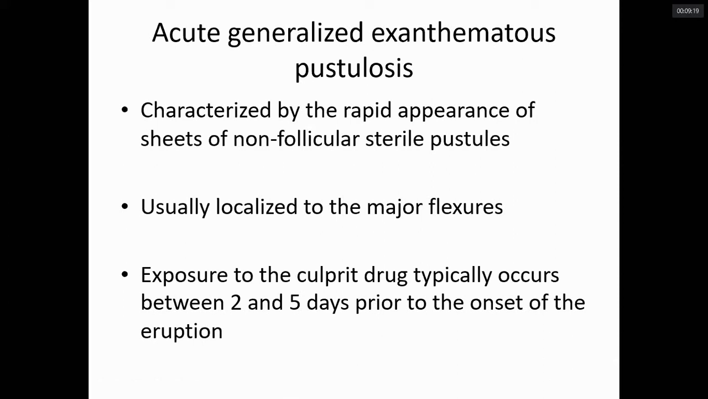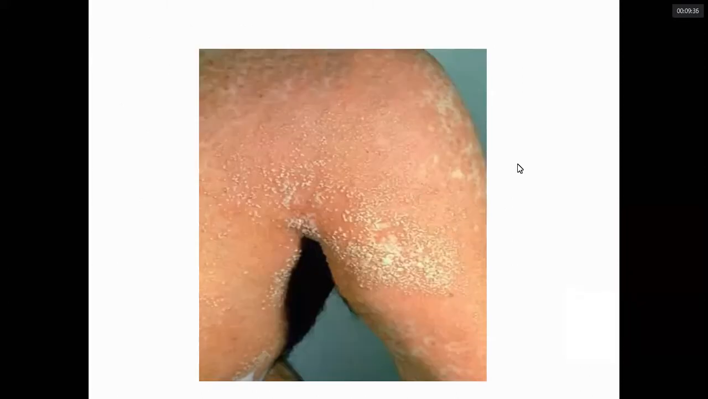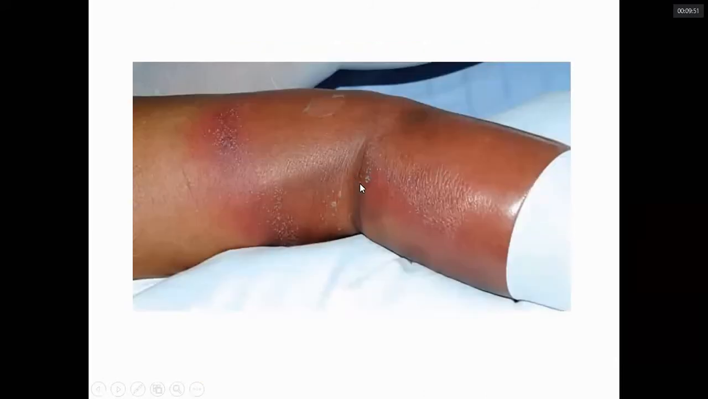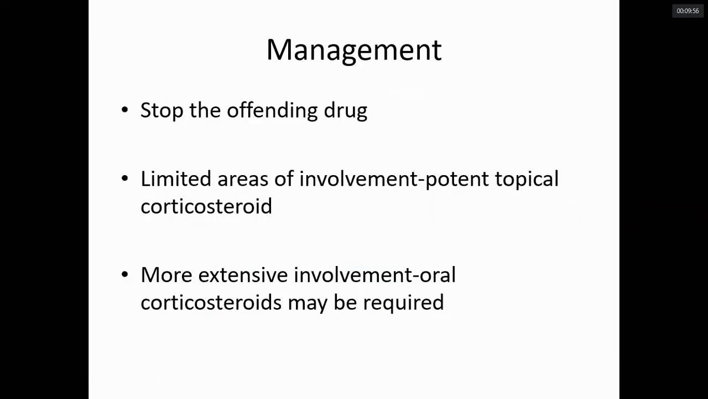It is characterized by the appearance of seeds of non-follicular sterile pustules, which are localized mainly over the flexural area. After 2 to 5 days of intake of the drug, these pustules appear. You can see these are all pustules which are non-follicular. It's not around the hair follicles, right? Over the erythematous base, mainly over the flexural area. These are also pustules over the flexural area, and it is accompanied by fever also. AGEP is accompanied by fever also.